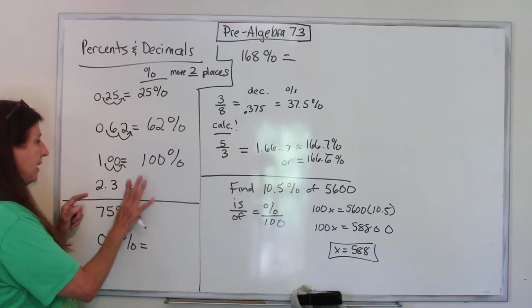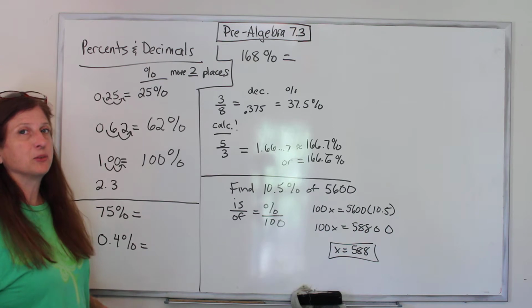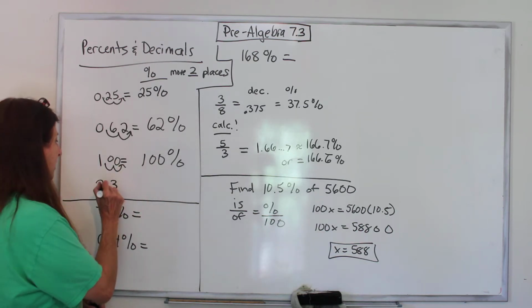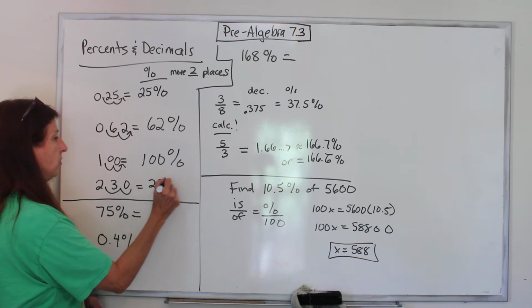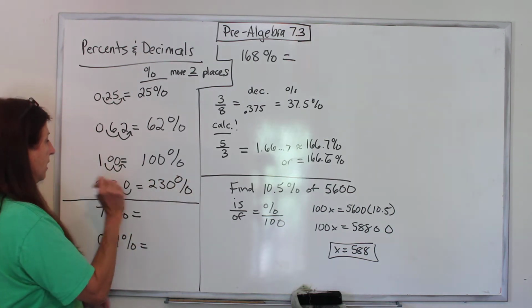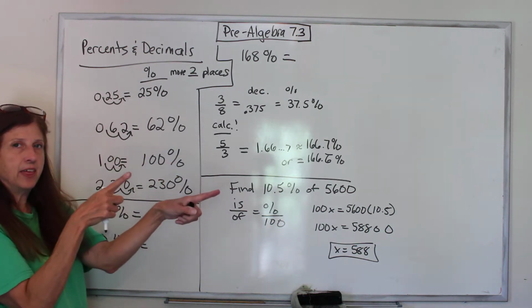How about that one? That one's weird. How many places do we move it? 2 places. Whoop, whoop. Have to add 1 zero. So it's 230%. You go 2 places that way.